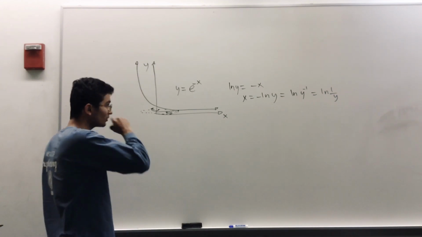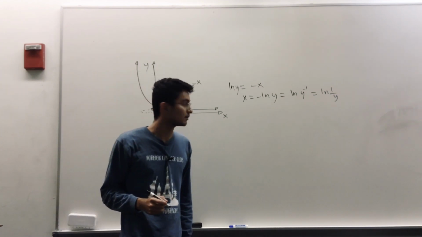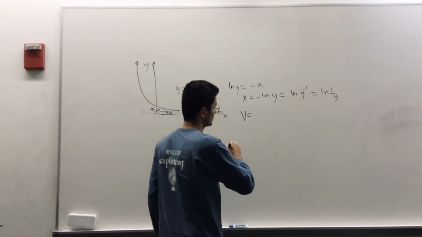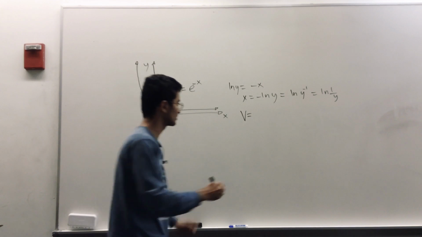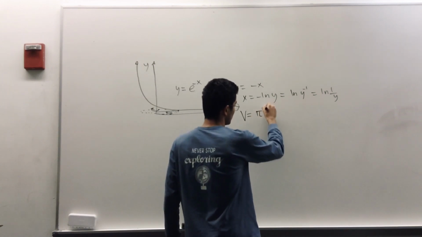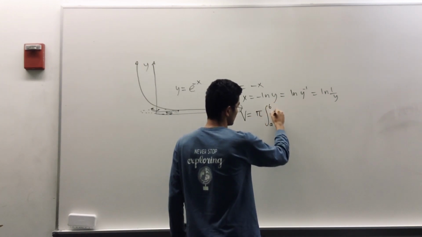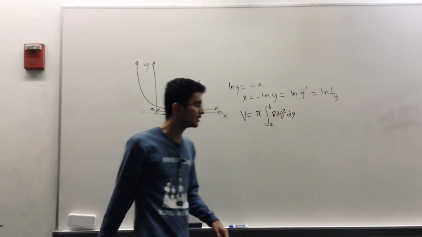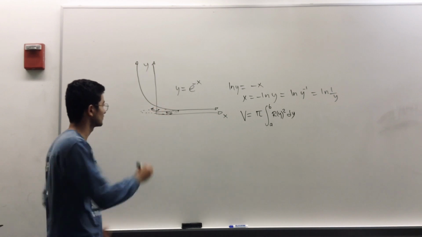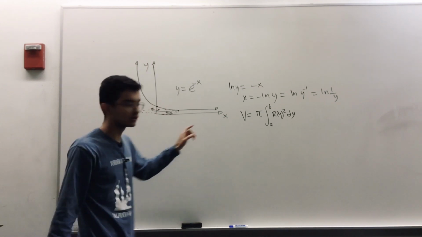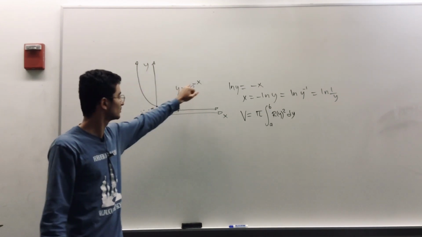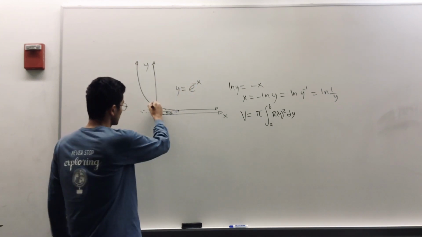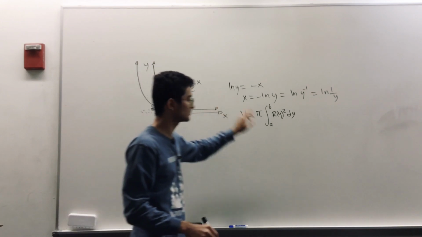So we're going to go ahead and define our volume function in terms of y. So volume, this is volume of revolution. So it's going to be pi times the integral from a to b of the radius function squared dy. Now we're integrating from here to here. What is the intersection over here? Well, if we let x equal 0, y equals 1, right? e to the 0 is 1. So that's going to be 1 over here. So we're going to integrate from 0 to 1.